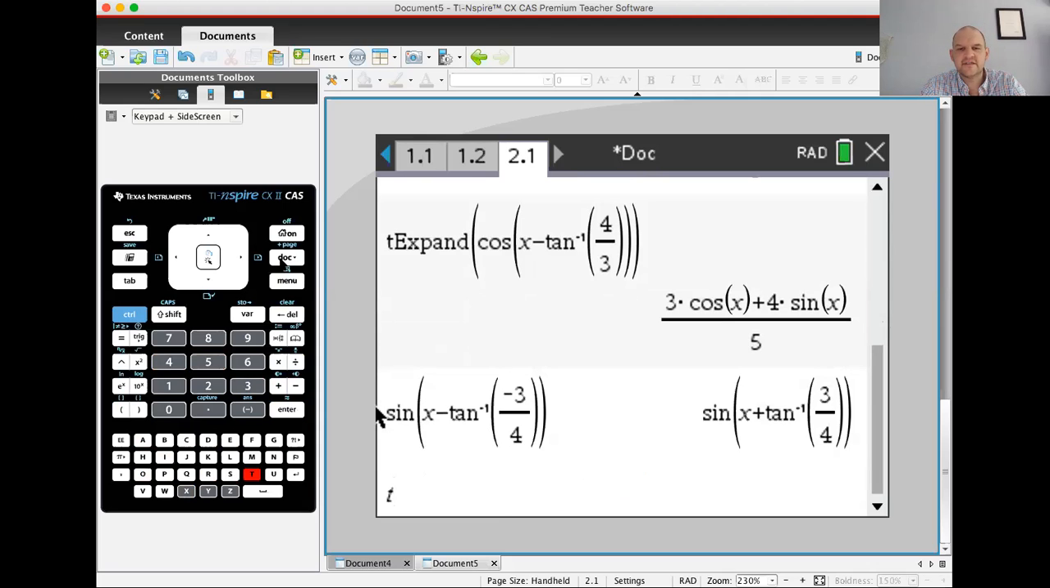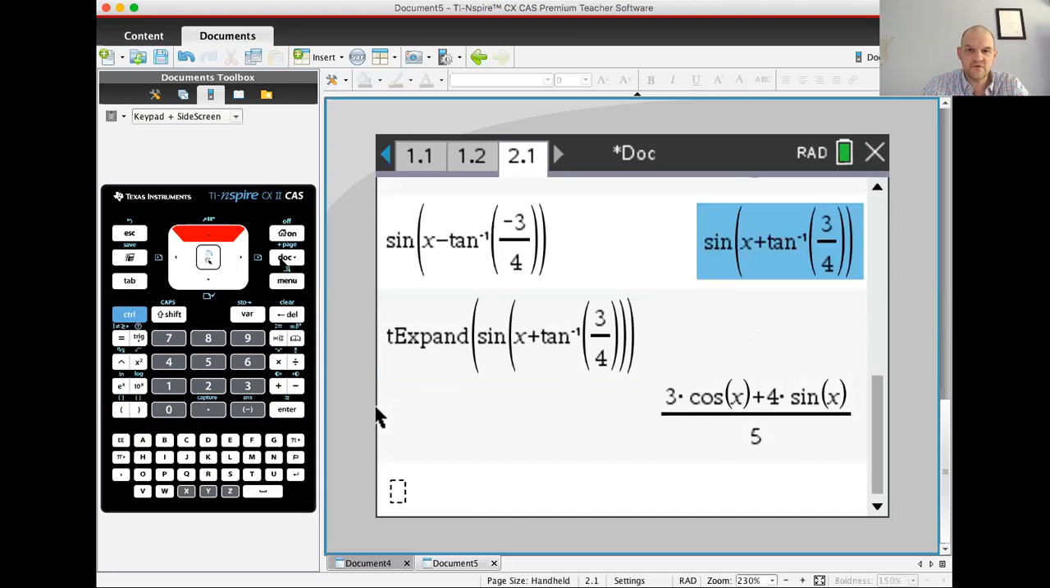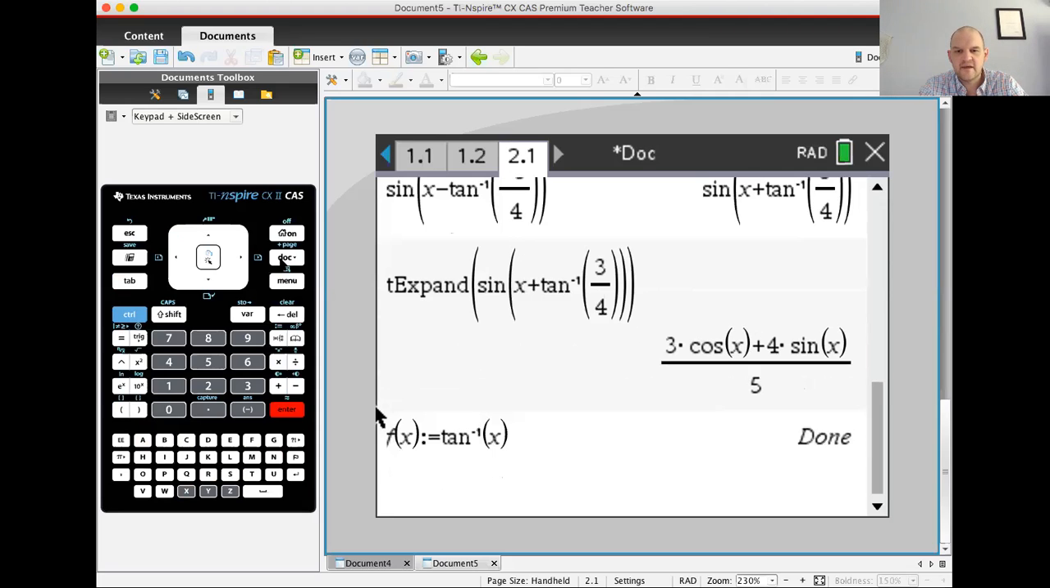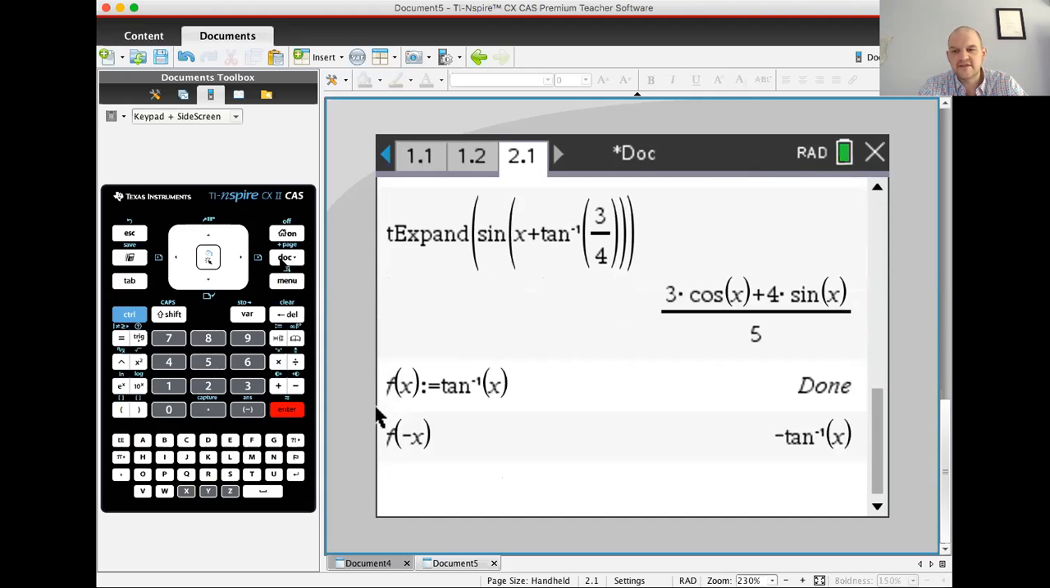Oh, I forgot T expand. T expand. The answer is the same as what we had previously had. You'll notice the calculator does some weird things sometimes. Like it changed our answer from sine of x minus arctan of negative 3/4 into sine of x plus arctan of positive 3/4. The calculator is actually using the fact that arctan is an odd function. So if f of x equals arctan of x, then f of negative x is negative arctan of x. So f of negative x equals the negative of f of x. By definition, odd function.